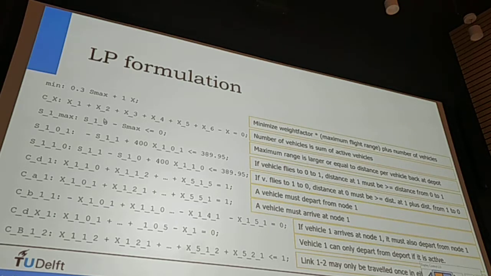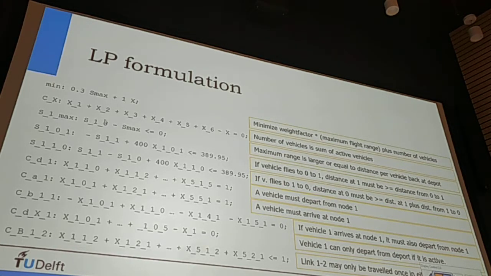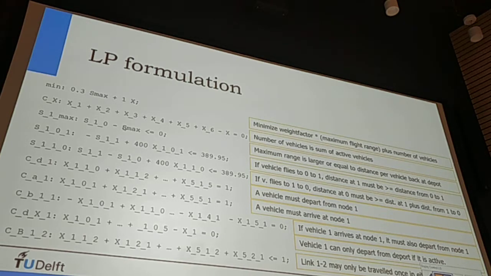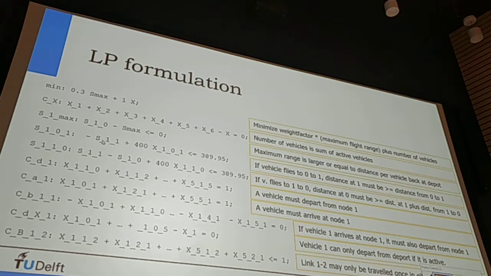For example, if the last segment here is going from node 1 back to the depot, then the maximum range has to be at least as large as this number. So this number has to be smaller or equal to the maximum. So for each link back to the depot, the total distance traveled there has to be smaller or equal to the maximum distance.